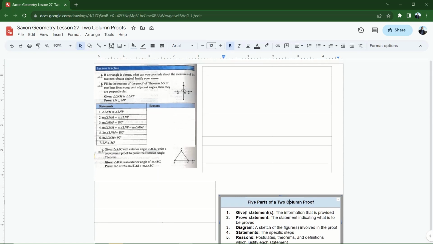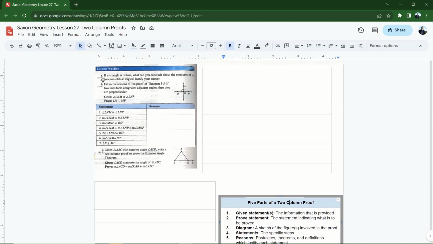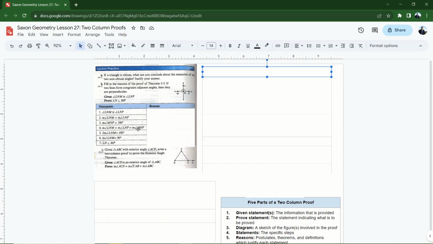All right, so you're ready to dive into one of these, aren't you? Let's get started. So here's something that's provable. If a triangle is obtuse, what can you conclude about the measures of its two non-obtuse angles? Can you conclude that those two non-obtuse angles are definitely acute? I'm going to do that facially and then very deeply in a two-column proof.